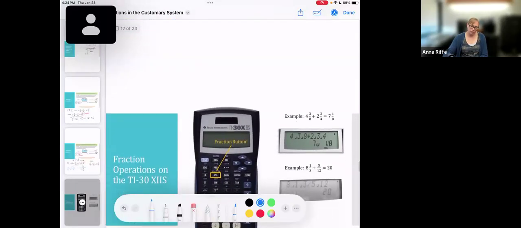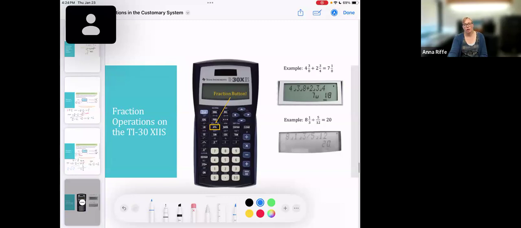Well, that being said, if you have that suggested calculator, the TI 30XIS, guess what? It has a fraction key. So you can actually do this process without having to convert and then convert back. It will do the process for you.